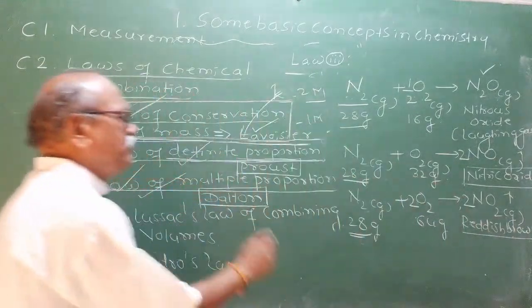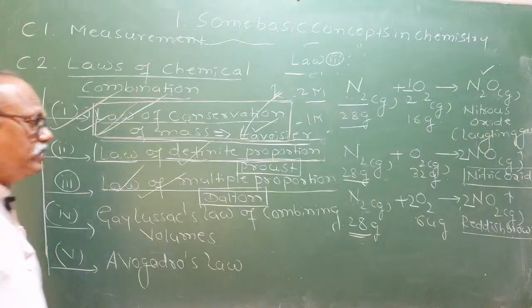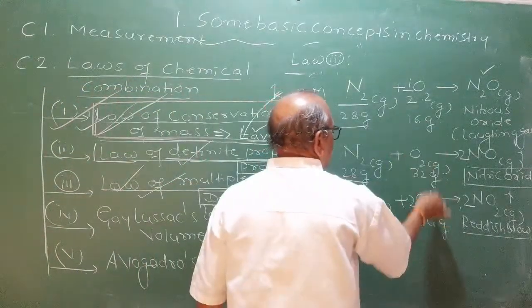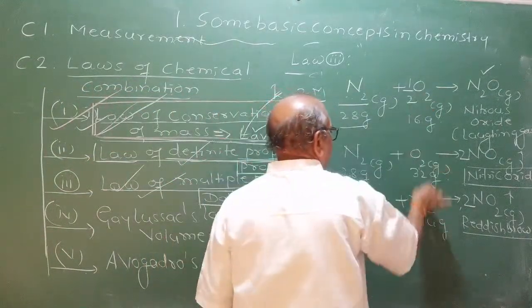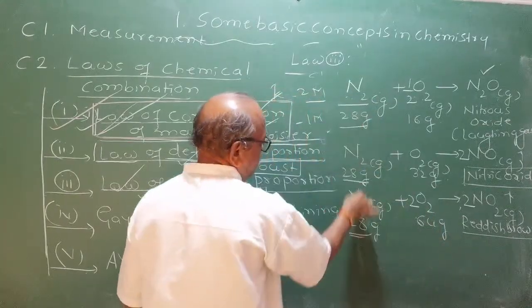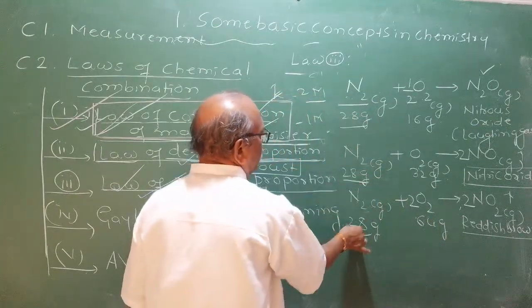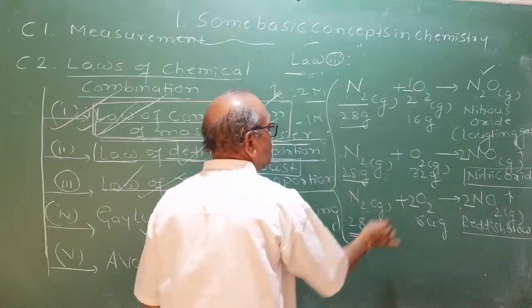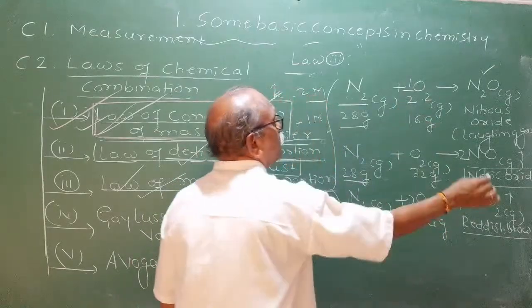Mass of nitrogen is fixed here. But the masses of oxygen are different. The masses of the other element which combine with the fixed mass of 28 grams of nitrogen bear a simple whole number ratio.